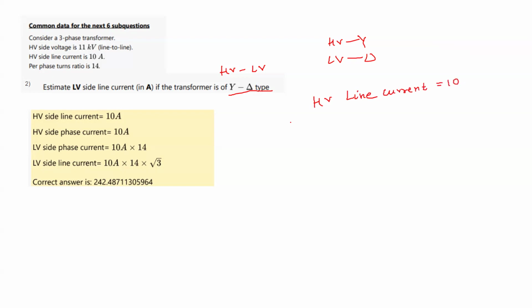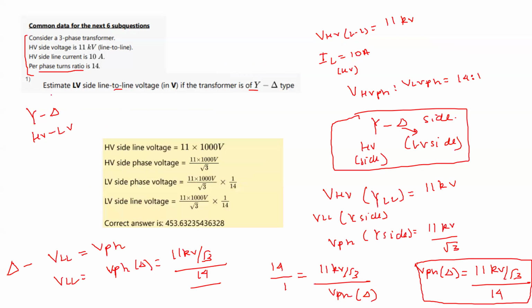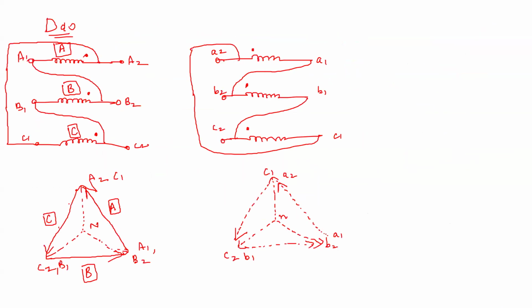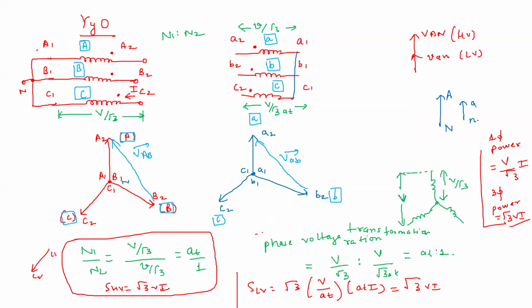And here also the transformation ratio we are talking about is valid for phase voltage and also for phase currents, not the line currents. So this ratio is valid for the phase voltage ratio or the phase current ratio. This is for phase currents. So this ratio is valid for phase voltage and phase currents.